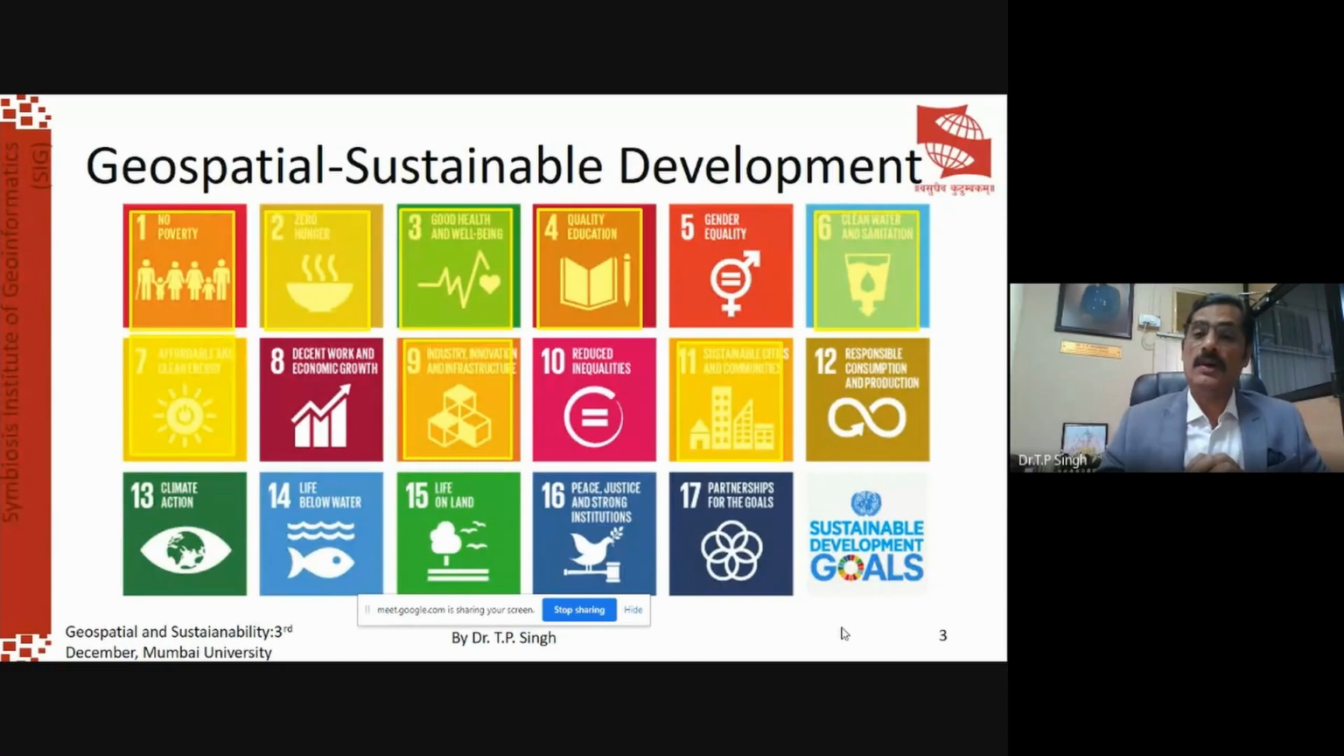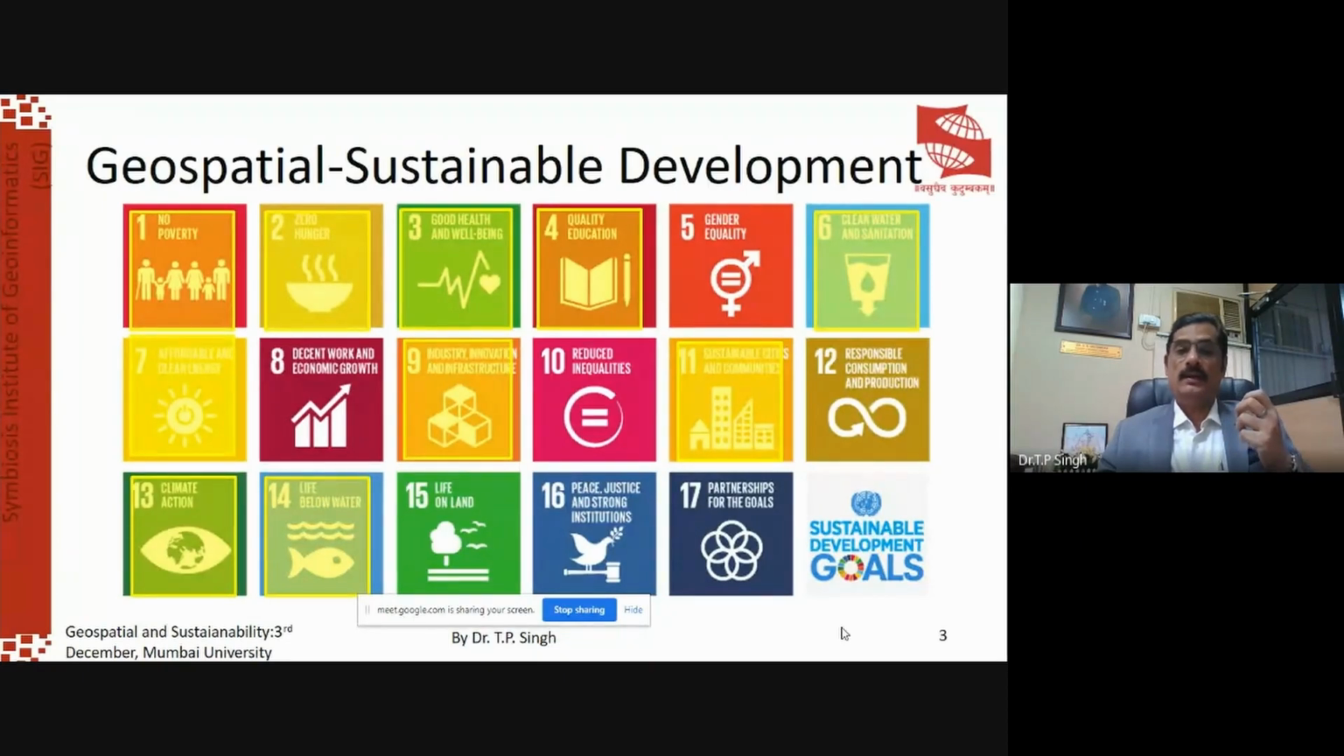Then coming to sustainable communities and smart cities, we have seen a lot of applications of this technology when talking about urban sprawl, urban growth, smart traffic systems, and transportation systems. There, the utilization of spatial technology has been enormous. Then climate action, life below water, and life on land. These three are very much connected when we talk about the geography faculty or geography students.